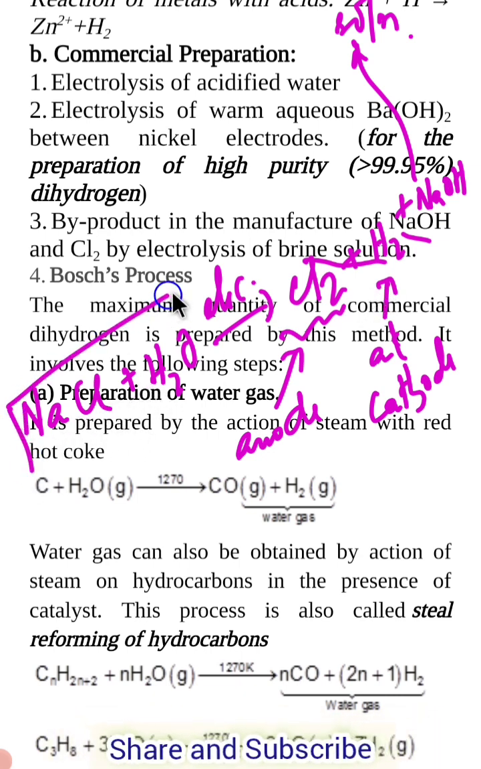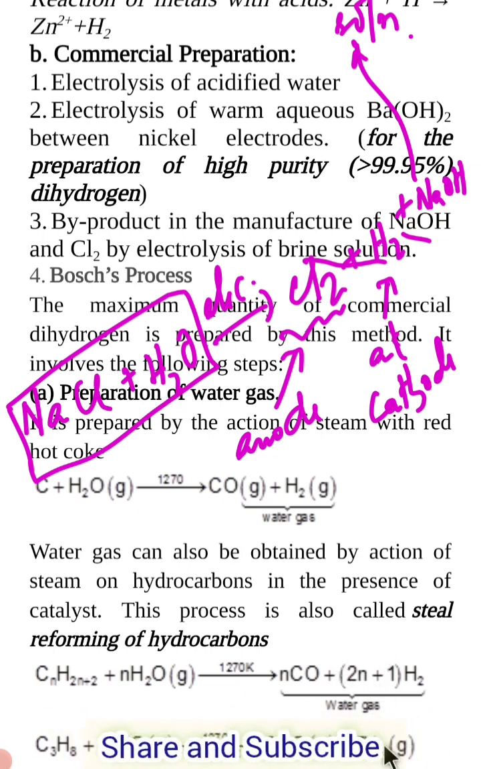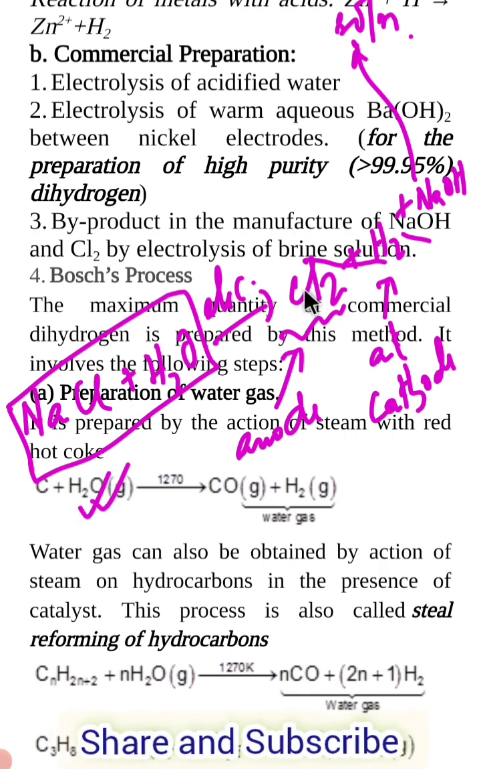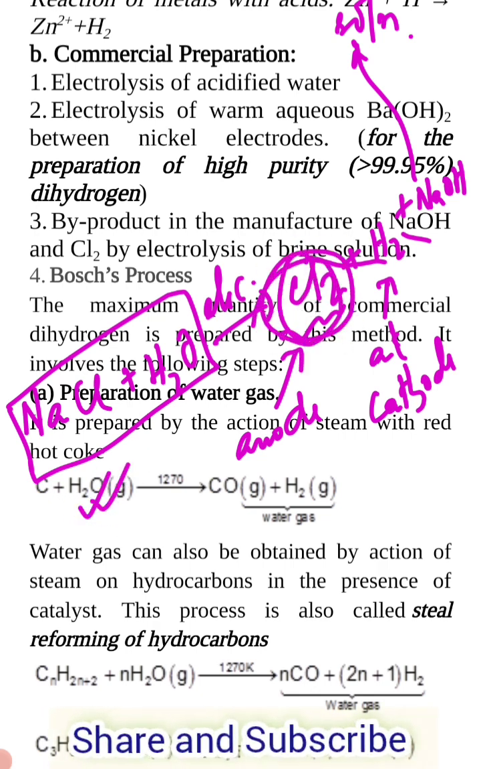Brine solution is a saturated solution of NaCl. This is one of the industrial preparations of hydrogen gas, and also one of the industrial preparations of chlorine.